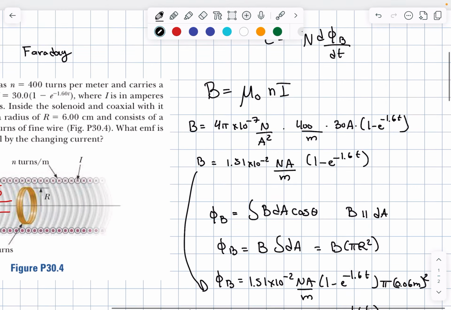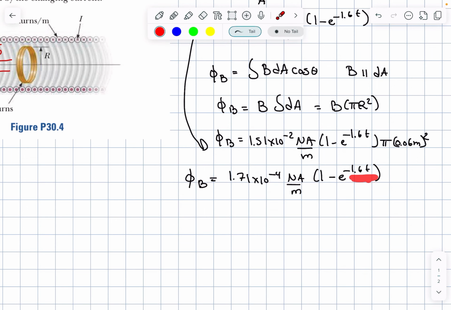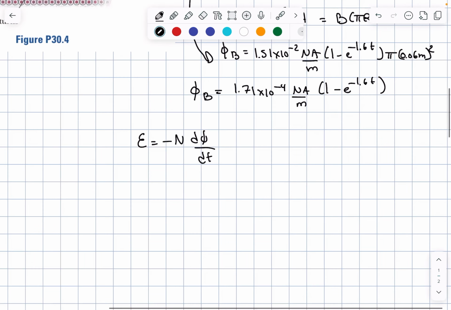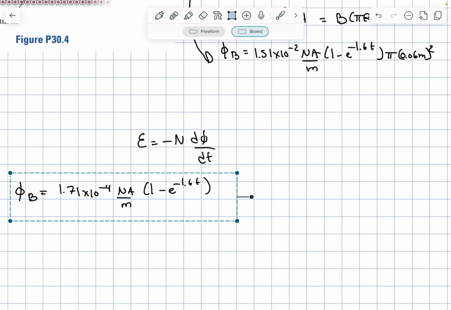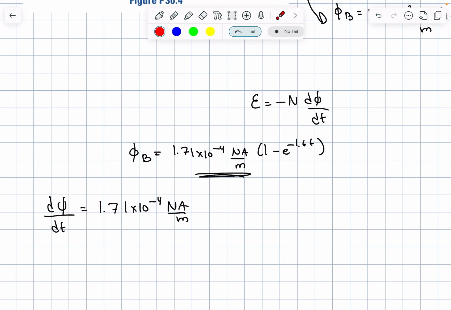Now we want to know how the flux changes with time. All we have to do is take the time derivative of the flux, which is pretty easy because t is only up here. So the EMF is equal to negative N times d phi over dt. d phi over dt is equal to, the constant stays the same, so it's just this 1.71 times 10 to the negative 4 newton amps per meter. And then we're taking the derivative, so the 1 goes away, and we take the negative 1.6, bring it down, multiply by this negative sign, so it's positive. So then we get 1.6.